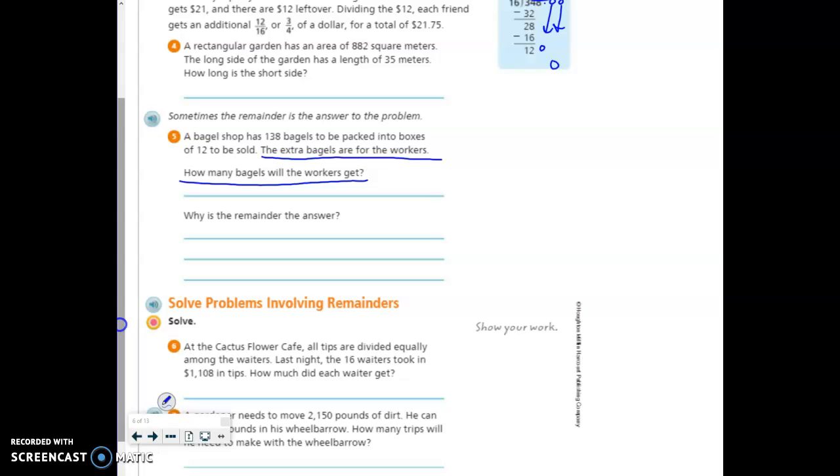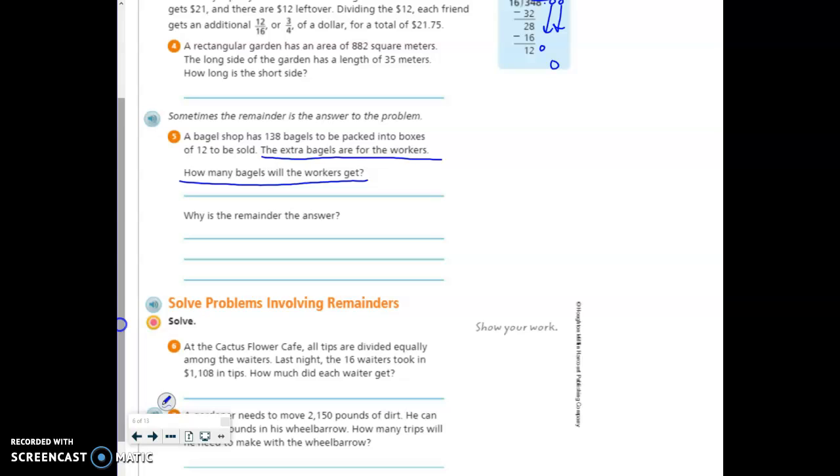So if a bagel shop has 138 bagels to be packed into 12 boxes, we're going to pack those boxes with 12 each, 12 each, 12 each, and there's going to be a number left over. Okay, and again, notice I'm not solving these right now. I am simply identifying that there will be bagels left over. What would happen to those remainders? They're going to be handed out to the workers. So in this case, the remainder, whatever is left over, is what the bakers or the workers will get.